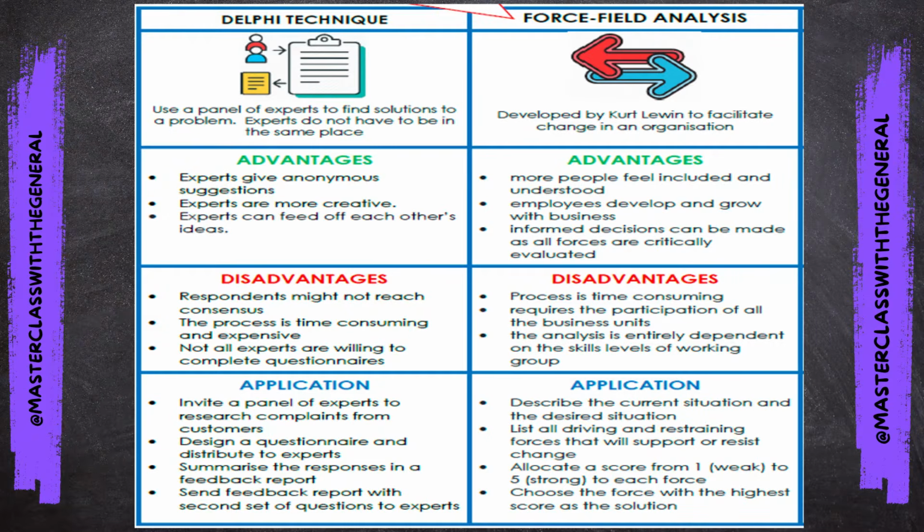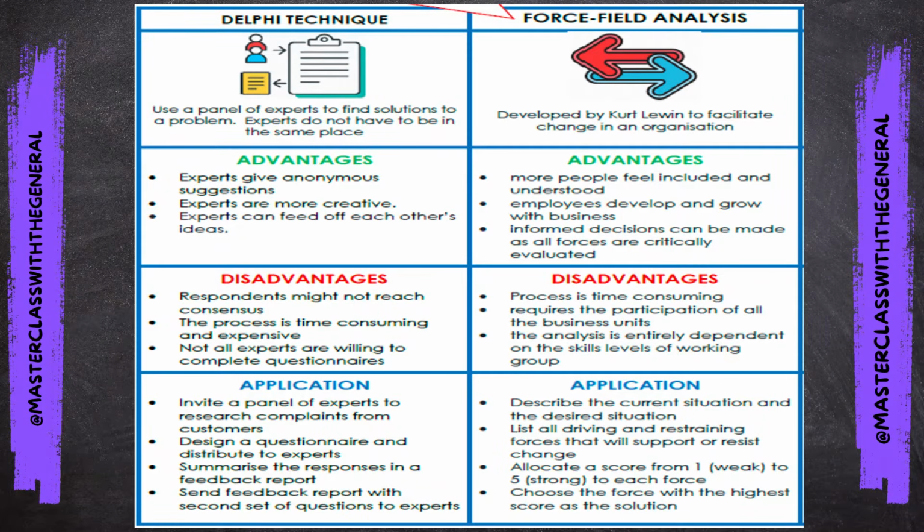Let's look at the advantages of the different techniques. Let's start with Delphi technique. Experts give anonymous suggestions. Why do they give anonymous suggestions? Remember, these experts are not in the same place, so there is no groupthink. They're not going to affect each other. They are contacted through questionnaires from wherever they are in the world, and they individually give their input, anonymously sometimes if they do not wish to be known.